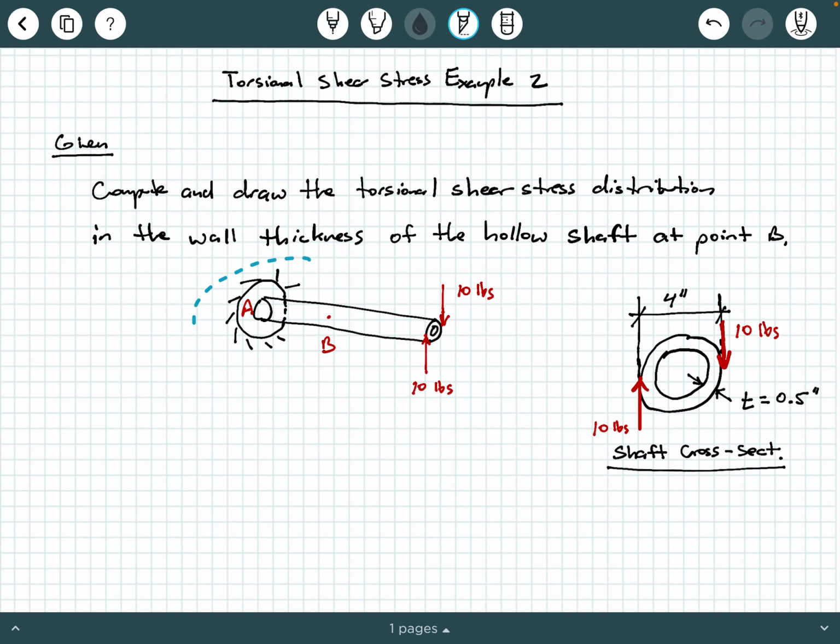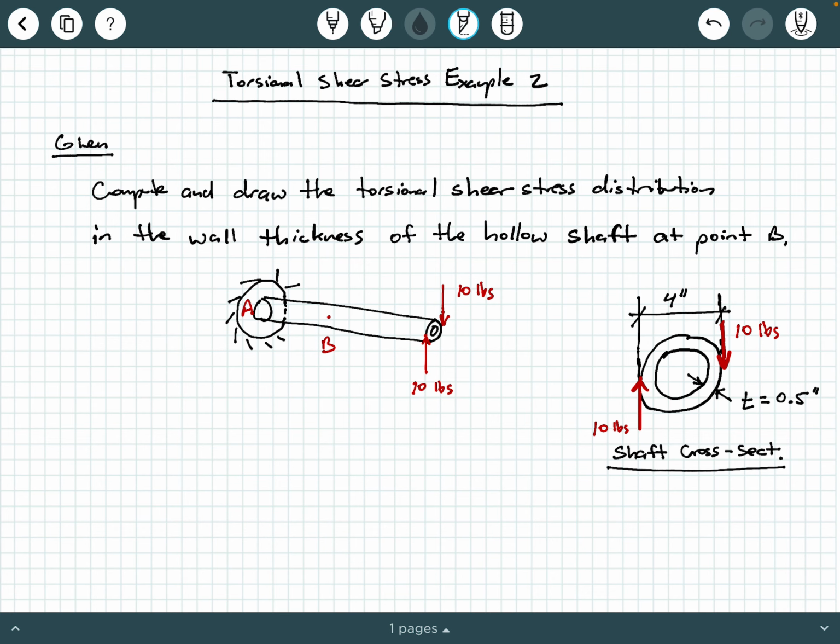In this figure, we have a three-dimensional looking figure. We have a fixed connection back here at point A, and then we have a free end right here. So this is like a cantilever shaft. And point B is some distance along the length of the shaft. Even though we're not explicitly told what these lengths are, we know that point B is somewhere within the length of the shaft.